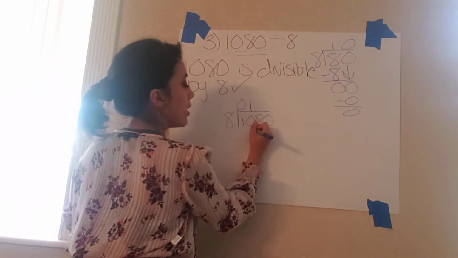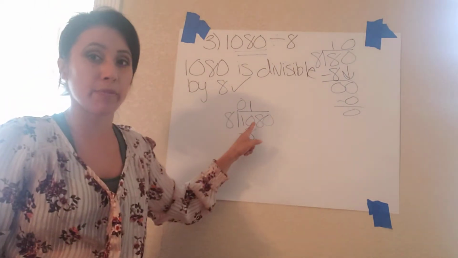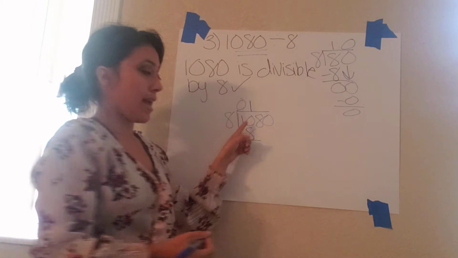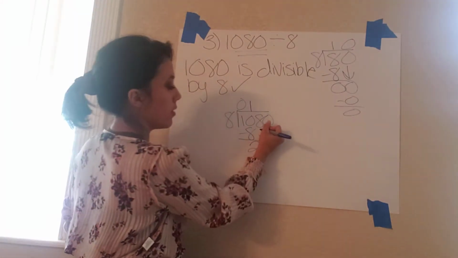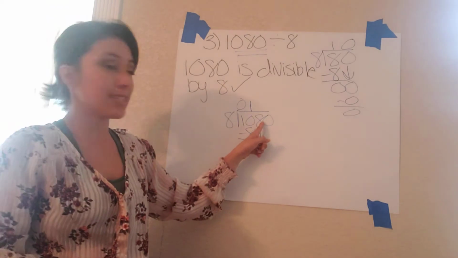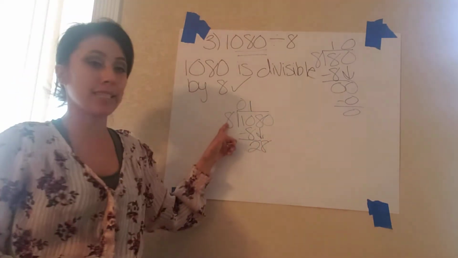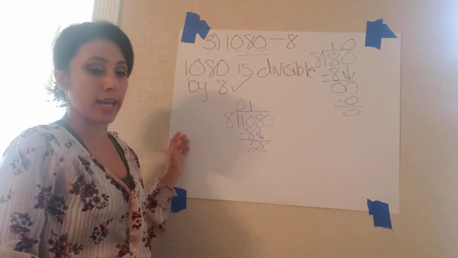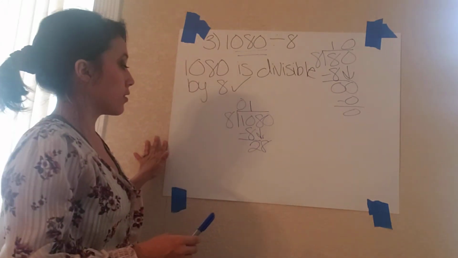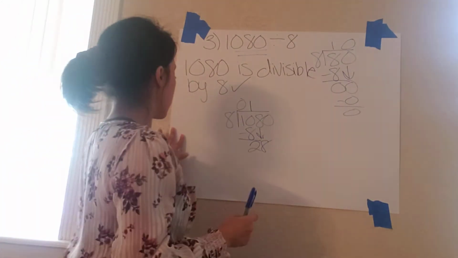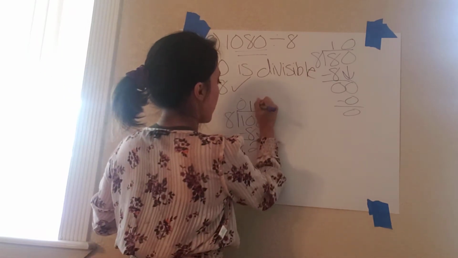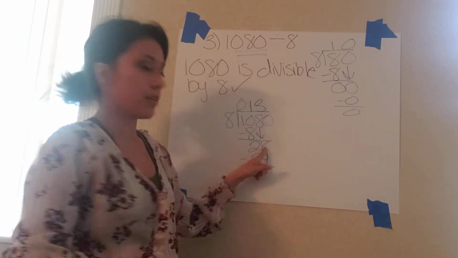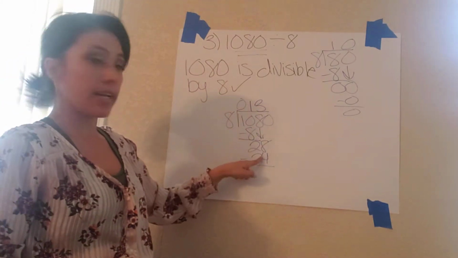We know 8 times 1 equals 8, and 8 is the closest number that we can get to being lower to 10. So we're going to do 10 minus 8, which is 2. Bring down the 8 from the tens place, and now we need to see how many times does 8 go into 28. So we're going to do the multiplication, and we know that 8 times 3 equals 24.